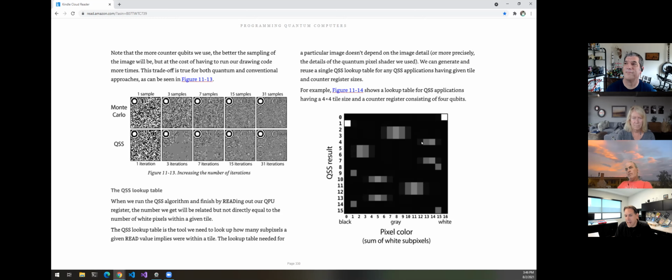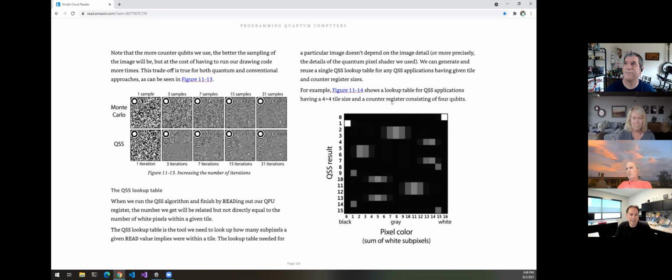Now, again, how he generated his lookup table, he has the code for that later on, but I didn't quite understand the math or logic behind why it comes out this way. But one way he says is that the lookup table is specific only to how many counter qubits you're using and how many samples you're taking. And so it actually has nothing to do with the image. This is what it will look like for a 4x4 tile size and 4 qubits in your counter register.